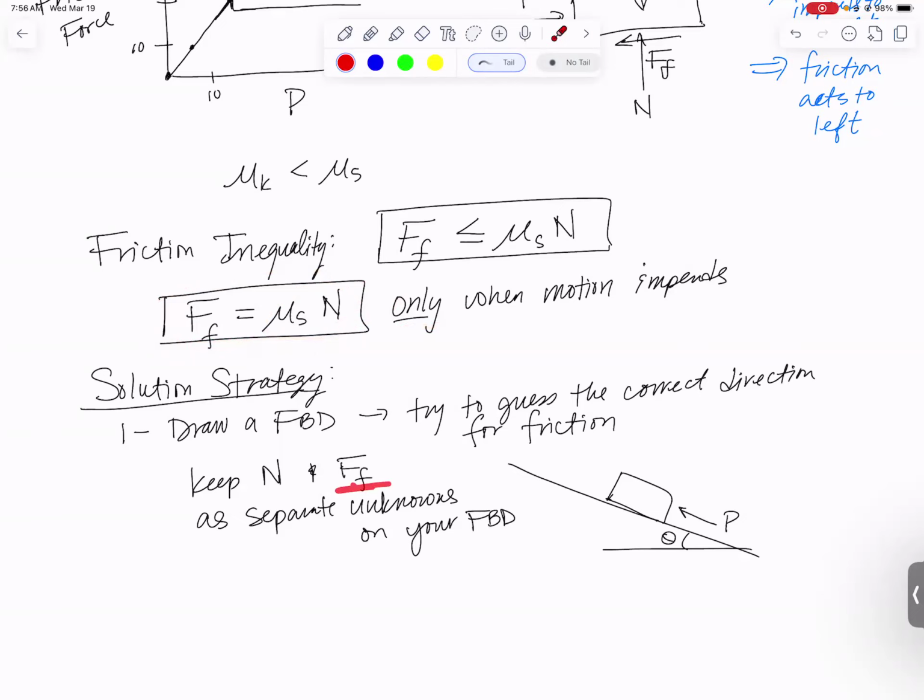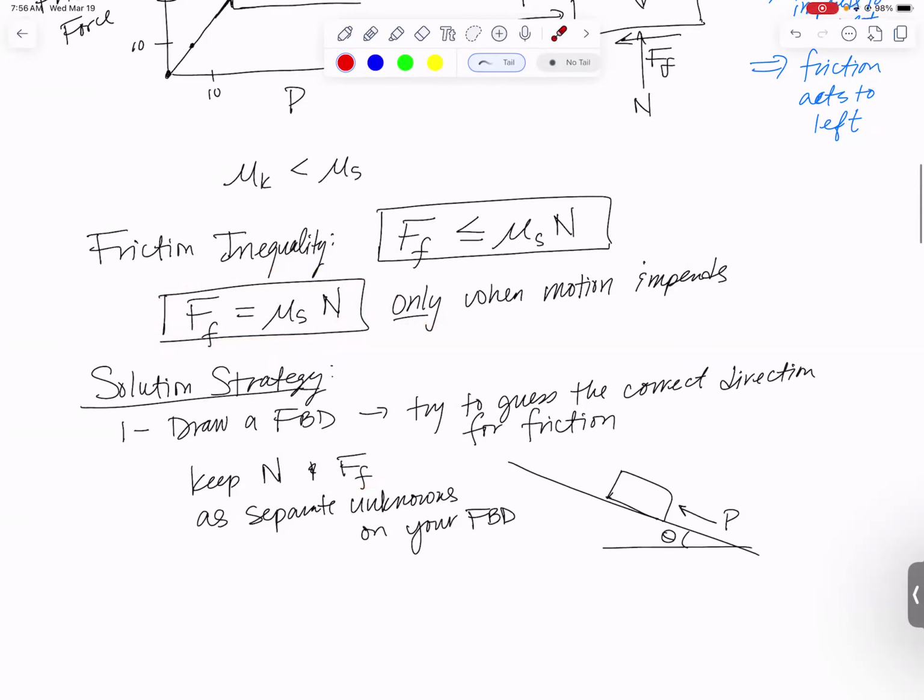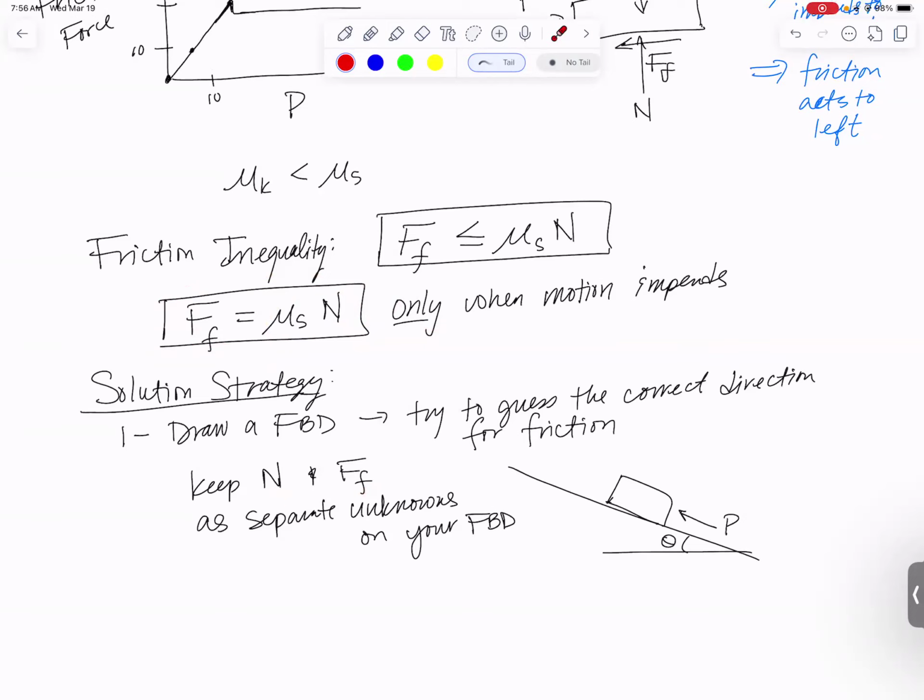So I want you to draw friction on there as the force parallel to the surface, and N as the force perpendicular to the surface. The other mistake I see a lot of students make is they want to replace N with the weight. Don't do that. Normal force is sometimes equal to the weight, but sometimes not. So just draw them as totally separate unknowns on your free body diagram and then solve for them.